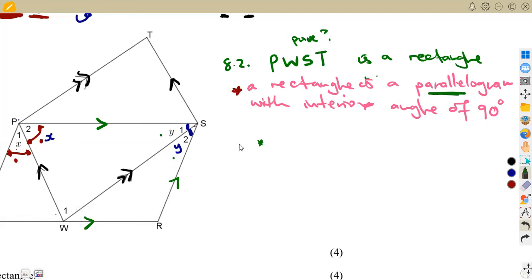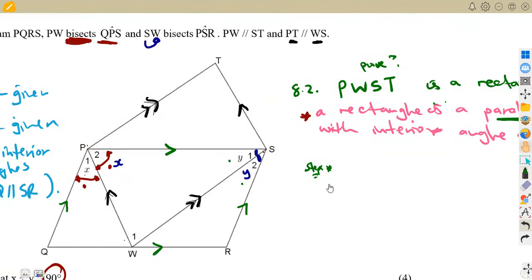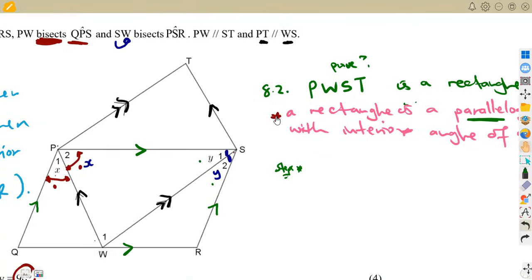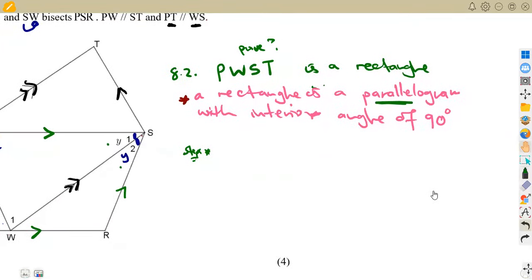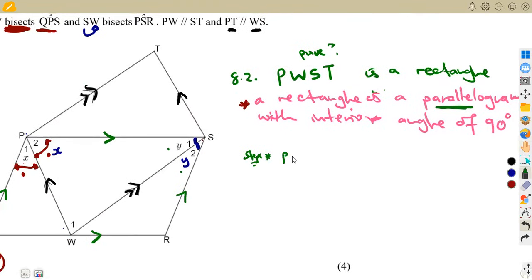So these are the steps. I'm just going to have the steps here. We can see that we are told this information: PW and ST are parallel, so we're already given this. PW parallel to ST, PT parallel to WS, this we are already given. So by this given information, it tells us this is a parallelogram. Therefore, PWST is a parallelogram.